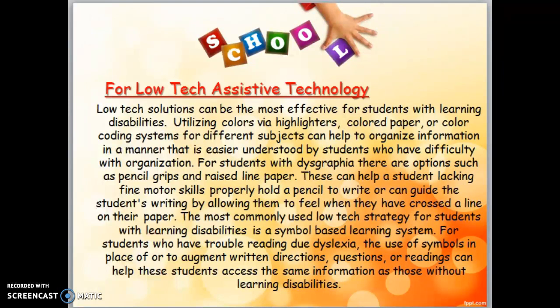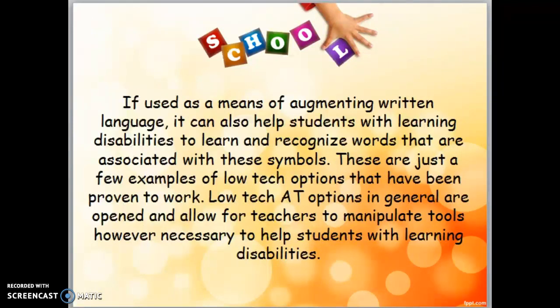The most commonly used low-tech strategy for students with learning disabilities is a symbol-based learning system. For students who have trouble reading due to dyslexia, the use of symbols in place of or to augment written directions, questions, or readings can help these students access the same information as those without learning disabilities. If used as a means of augmenting written language, it can also help students with learning disabilities to learn and recognize words that are associated with these symbols. These are just a few examples of low-tech options that have been proven to work. Low-tech AT options in general are open and allow for teachers to manipulate tools, however necessary, to help students with learning disabilities.